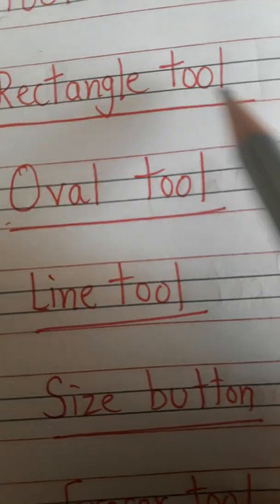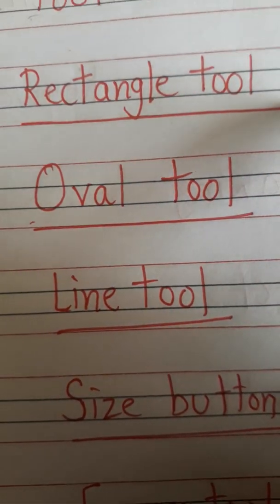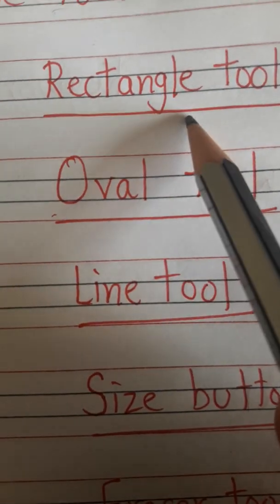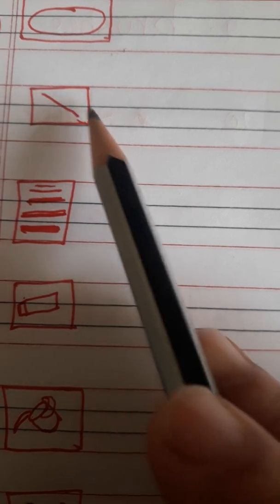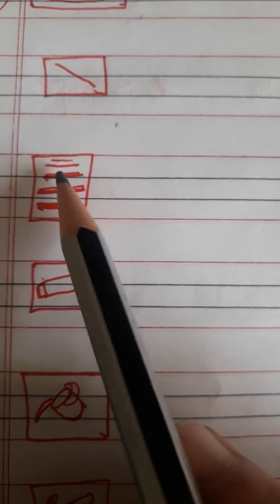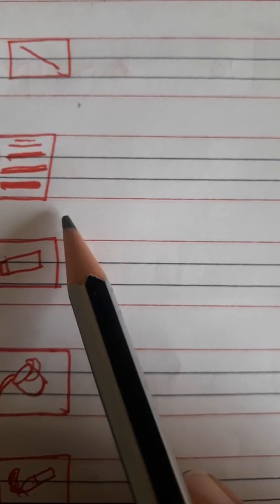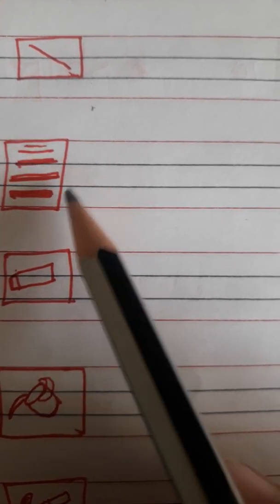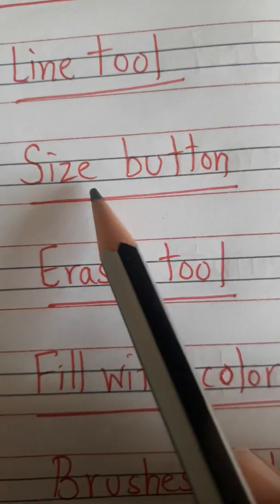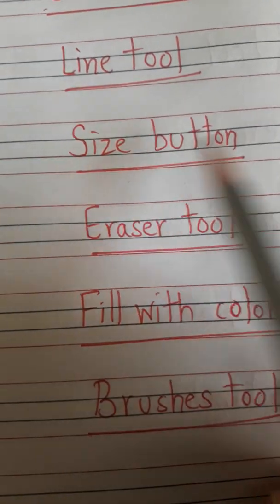So, which tool is this? Yes, rectangle tool. If you know the spelling of rectangle, you can write the name easily, right? Next one, which tool is this? Very easy. Oval tool. This is an oval shape, so this is the oval tool. This is also very easy. Line, so line tool. Now look at this one. Different sizes are shown here. So which tool is this? Please don't mind my drawing, you know I'm very bad at drawing. Yes, size button.